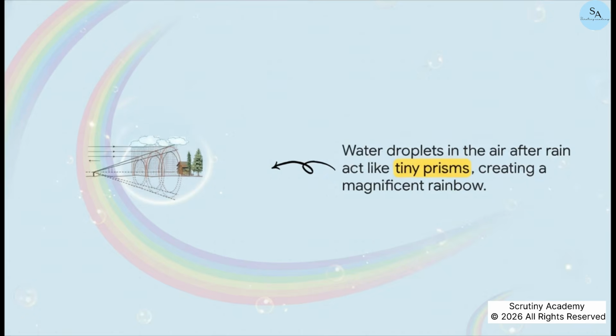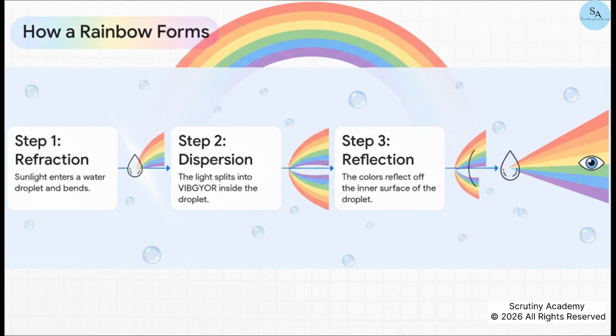So where do you actually see this dispersion happening in the real world? Well, the most amazing example is a rainbow. After a rain shower, the air is filled with millions of tiny water droplets. And guess what? Each one of those little droplets acts like a tiny glass prism. So how does this turn into a giant rainbow in the sky?